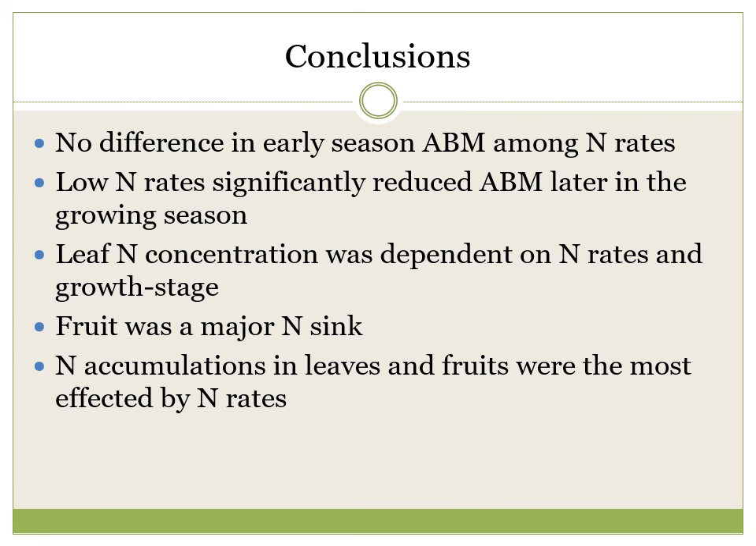The study found no difference in early season above ground biomass among nitrogen rates. However, later in the season, low nitrogen rates significantly reduced above ground biomass. Leaf nitrogen concentration was highly dependent on nitrogen rates and growth stage. Fruit was a major nitrogen sink, and nitrogen accumulation in leaves and fruits were the most affected by the nitrogen rates.